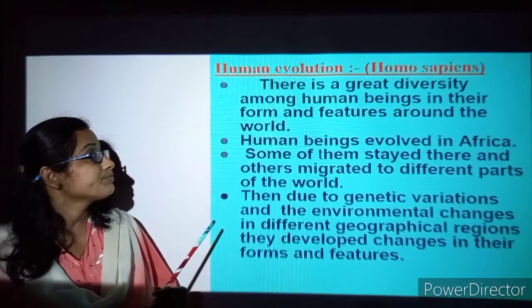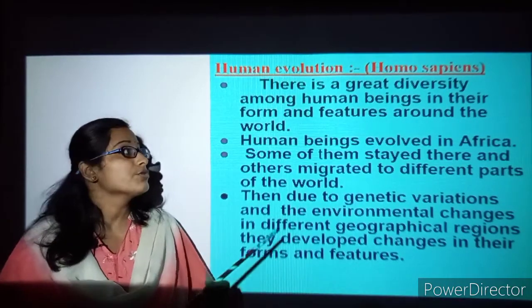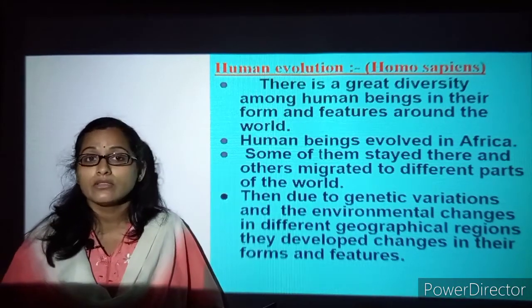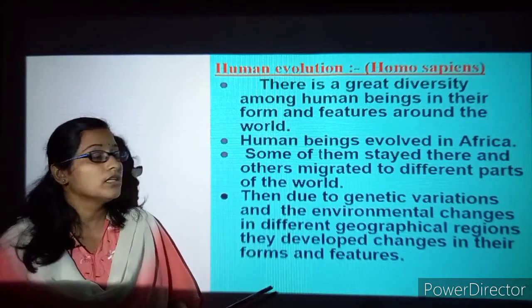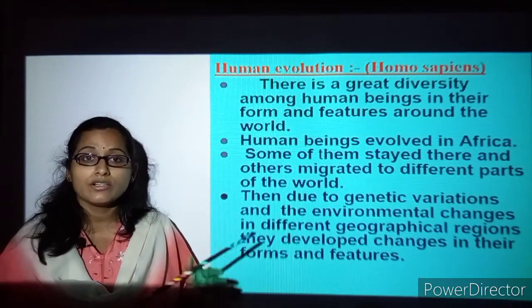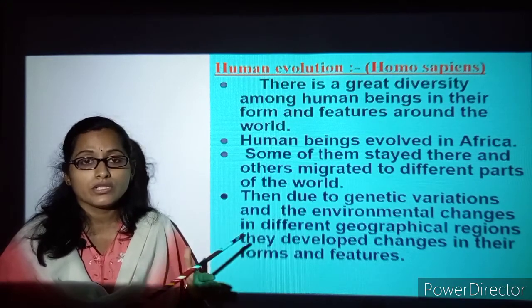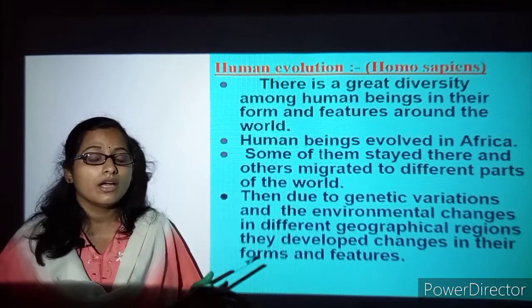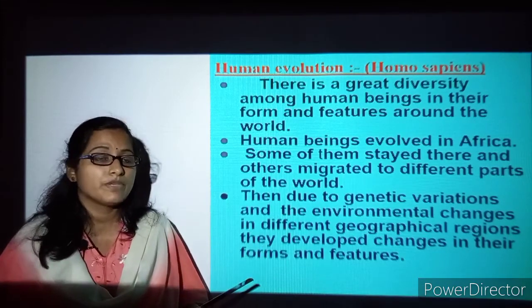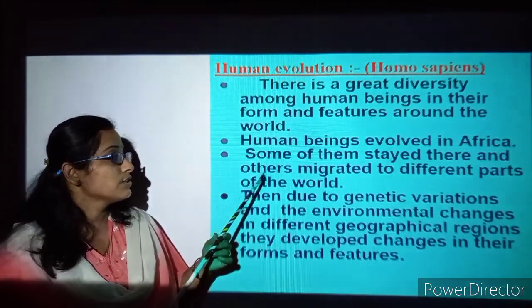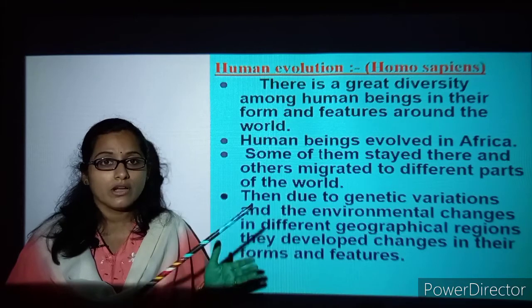So next, we will see about human evolution. The scientific name for human beings is Homo sapiens. There is great diversity in how we human beings are spread out, and we have a lot of reach across the geographic area, and most people have their own living conditions and adaptations. So let's see that human beings evolved in Africa. All the human beings evolved in Africa.